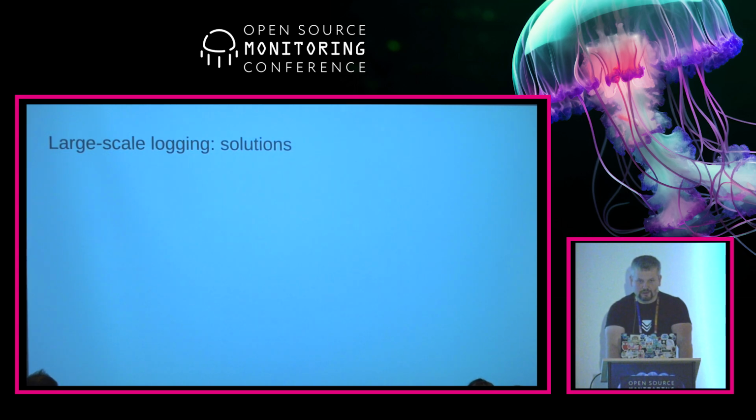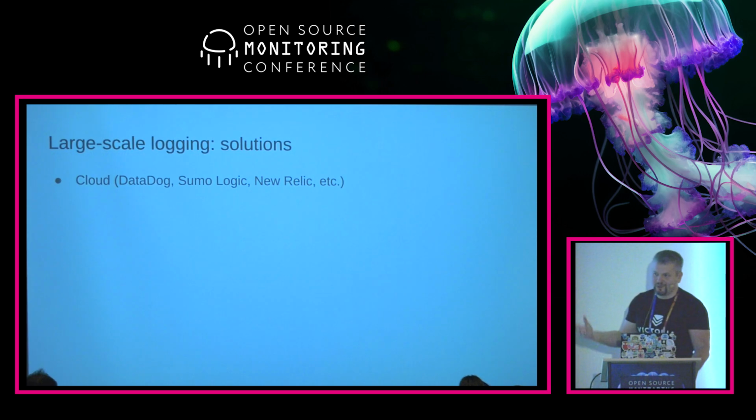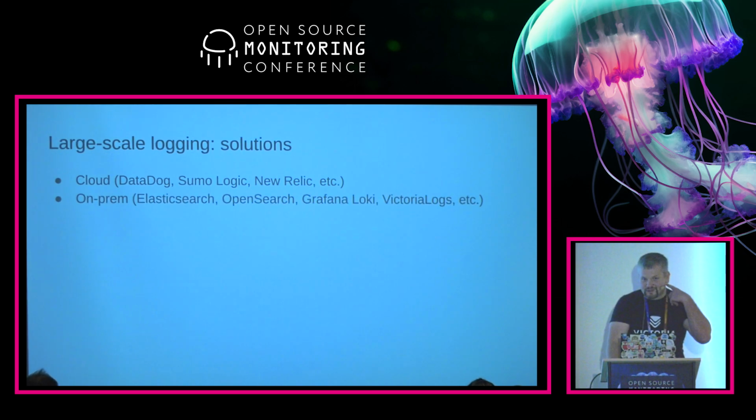Which solutions exist for large-scale logging right now? There are two groups of these solutions. The first group is cloud solutions, such as Datadog, Sumo Logic, New Relic, and so on. And the second group is on-prem solutions, such as Elasticsearch, OpenSearch, Grafana Loki, or VictoriaLogs.